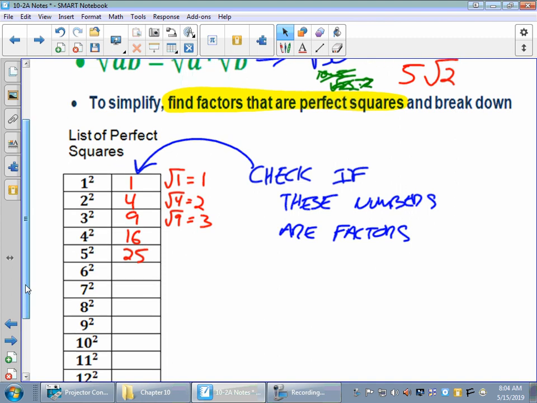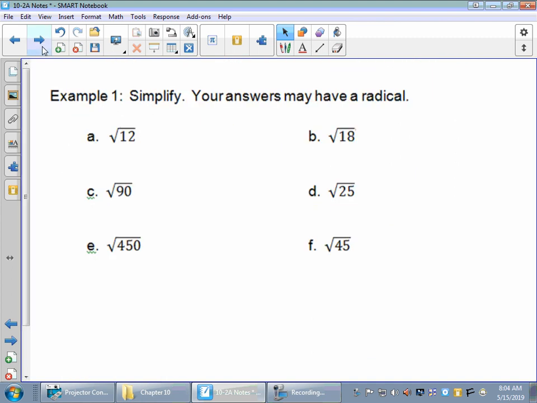Okay, let's do some more examples then. Let's start with the first one here, the square root of 12. It says simplify and your answers may have a radical. No, we're going to change that. Your answers will have a radical. So remember, we're not going to use calculators here. I mean, you can use calculators to get a perfect square, I guess, but on the quiz and stuff, we're not going to let you use a calculator. You should be able to know those and go from there.